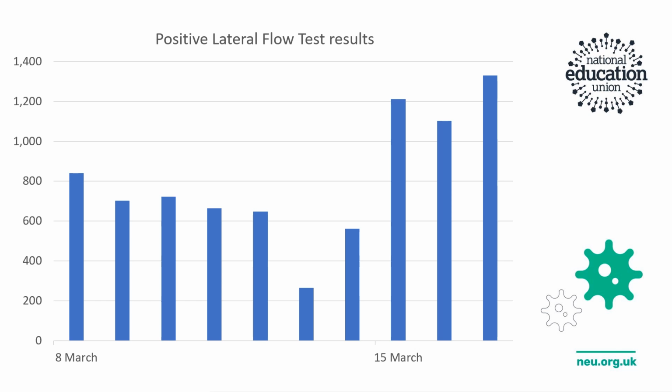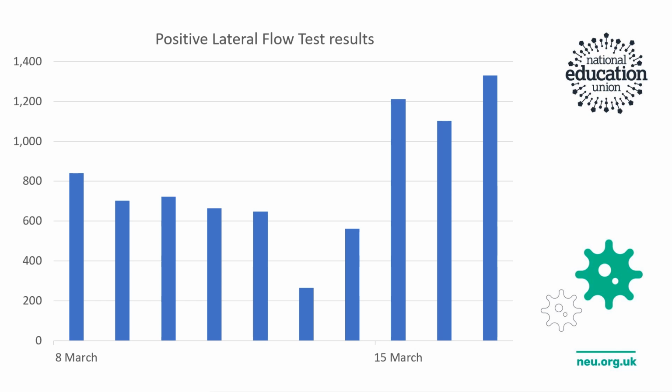These are positive lateral flow tests. Now, since the 8th of March, almost all the lateral flow tests done in this country have been done on secondary school pupils. And we can see here that on the 8th of March, there were just about 800 positive lateral flow tests. On the 15th of March, there were 1,200. That was on Monday of this week. And on Wednesday of this week, around 1,300 positive lateral flow tests.